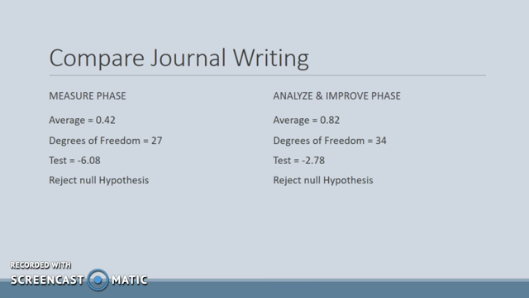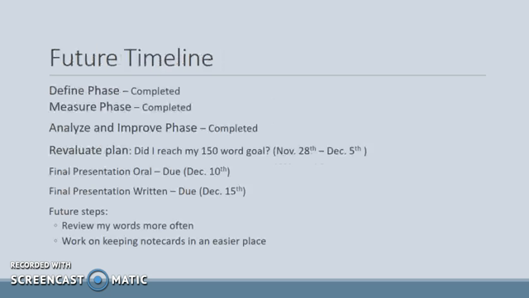And so in closing, my future timeline for this: I've finished the define phase, I finished the measure phase, and I'm finishing the analyze and improve phase. Next step would be to reevaluate where I am and how I can improve from there. In regard to this project, the final presentation oral is due the 10th of December, and the final presentation written is due December 15th.